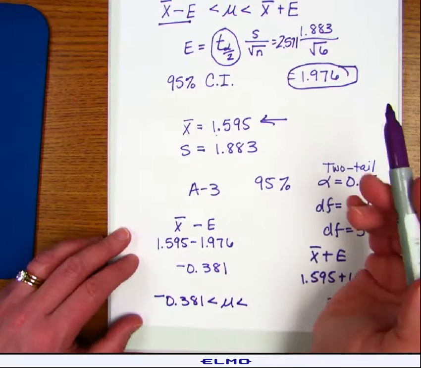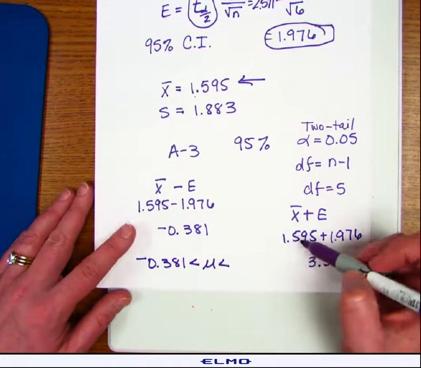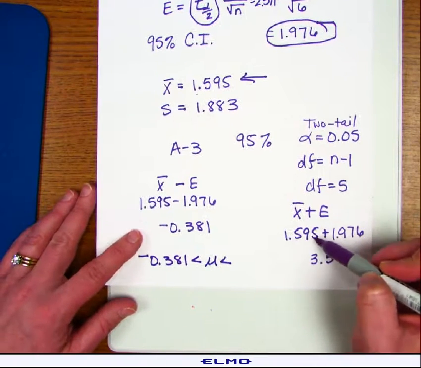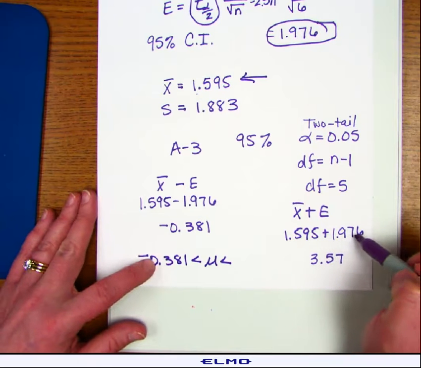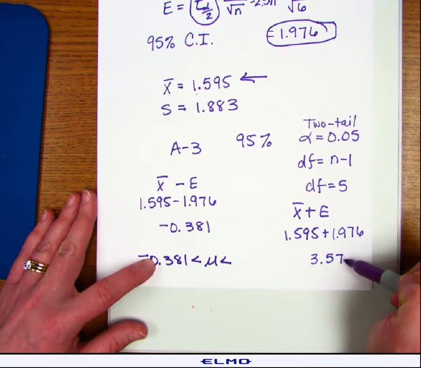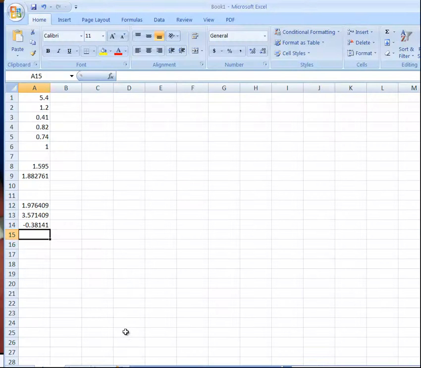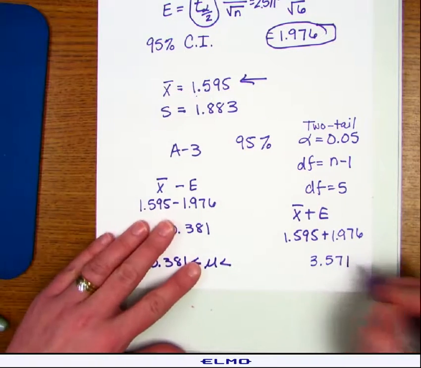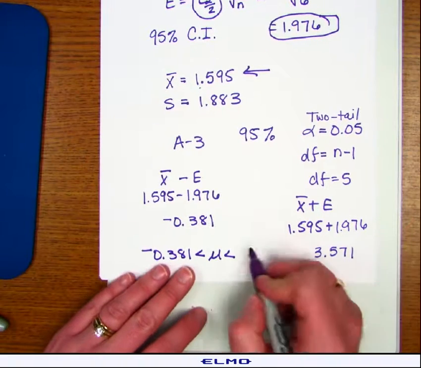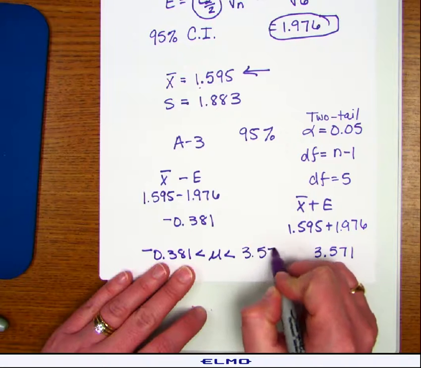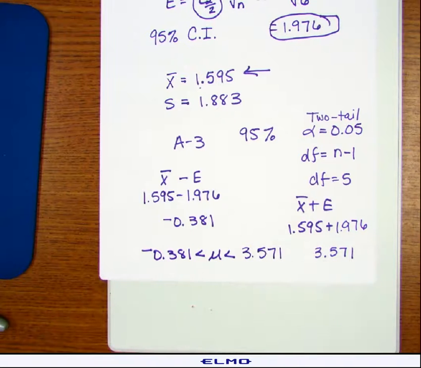Okay. And then I do the same thing, take my mean, 1.595, but this time I'm going to add 1.976. And if I do that, I get 3.571, I did it in Excel. All right, and that's going to be the upper end of my confidence interval. So that's how we construct a 95% confidence interval. Let me know if you have other questions.